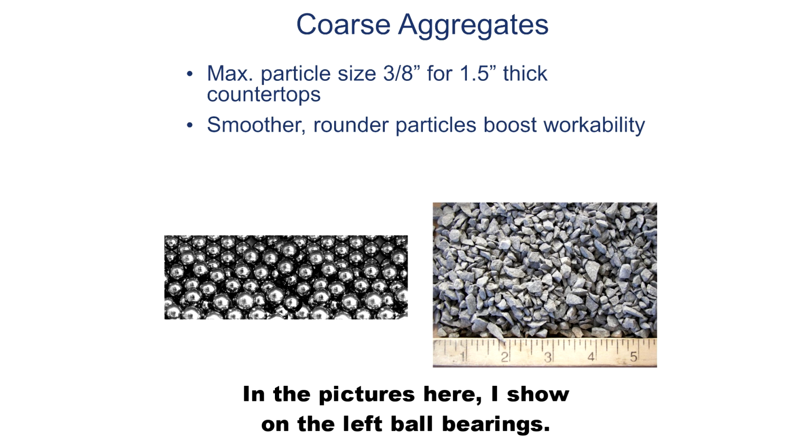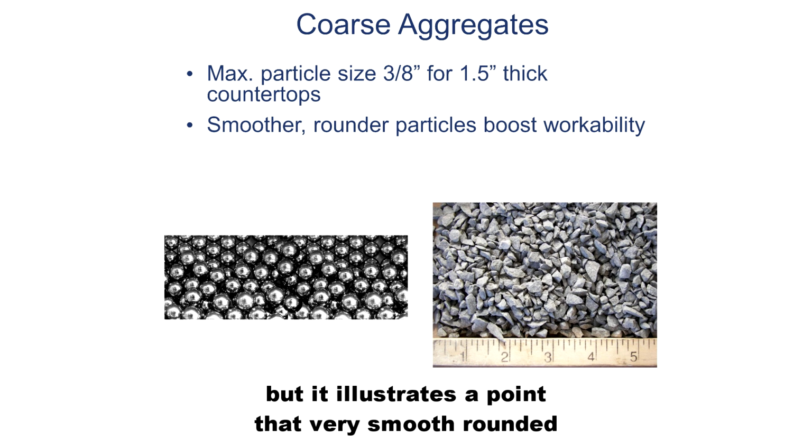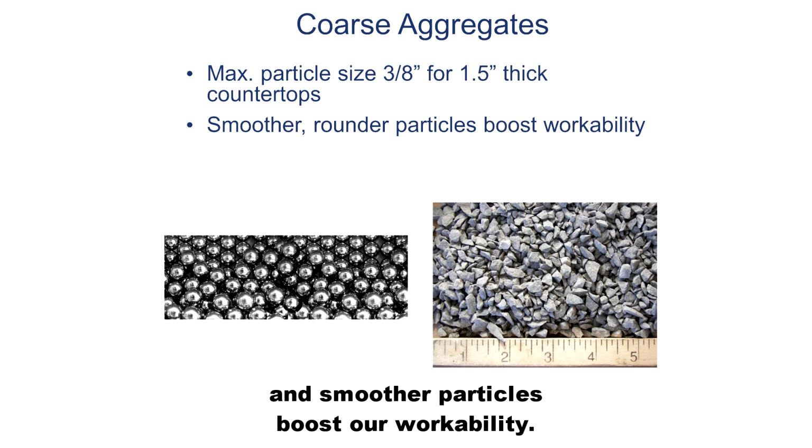In the pictures here I show on the left ball bearings. Now we would never use ball bearings, but it illustrates a point that very smooth rounded particles really have very little interparticle friction. They roll around each other, and smoother particles boost our workability.